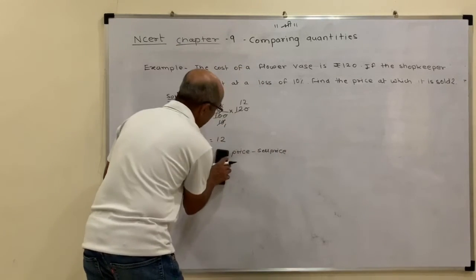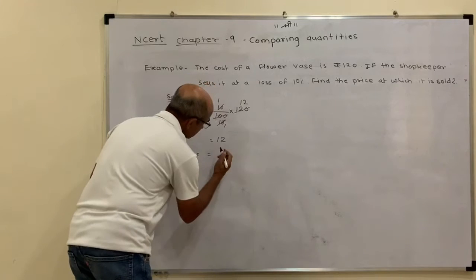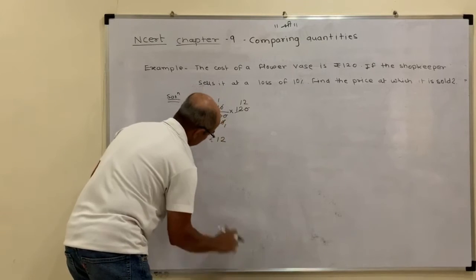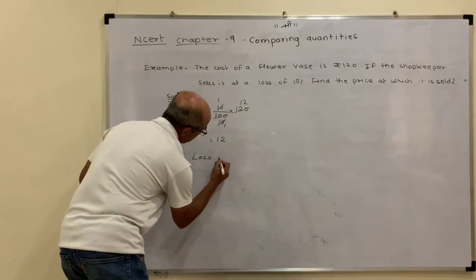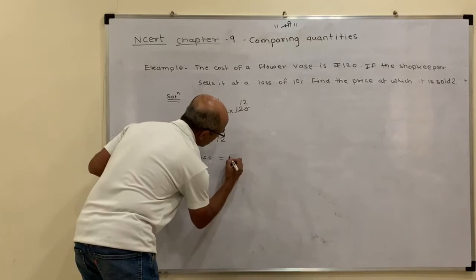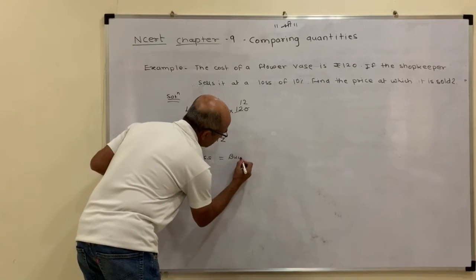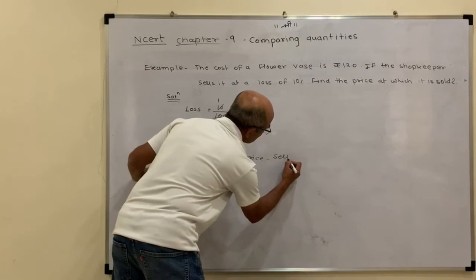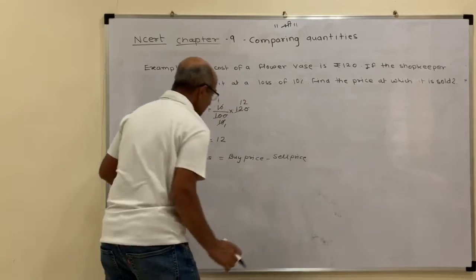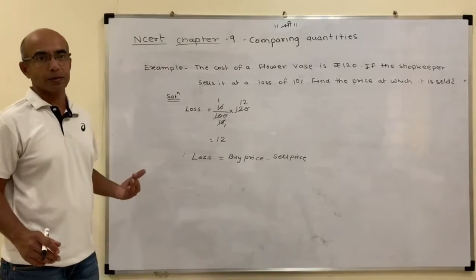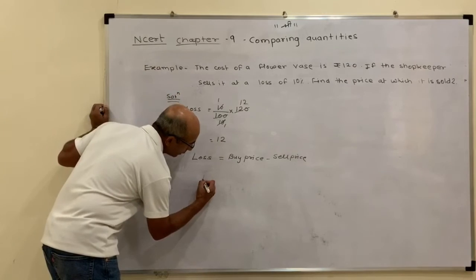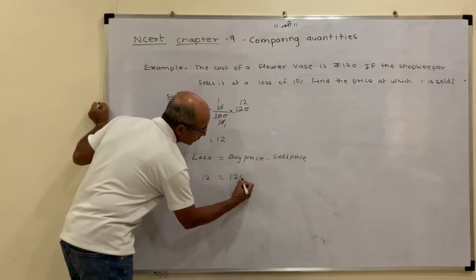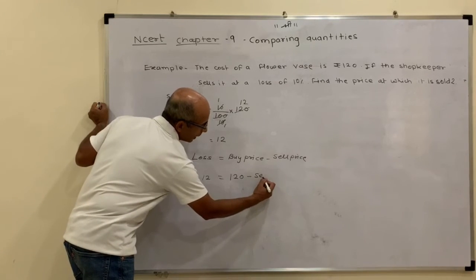Alright, I do it a little differently to avoid confusion. The loss is equal to buy price minus sale price, as in case of loss, the buy price will be larger. So how much is the loss? Loss is 12 rupees. How much is the buy price? Buy price is 120 rupees. So we need to find the sale price.